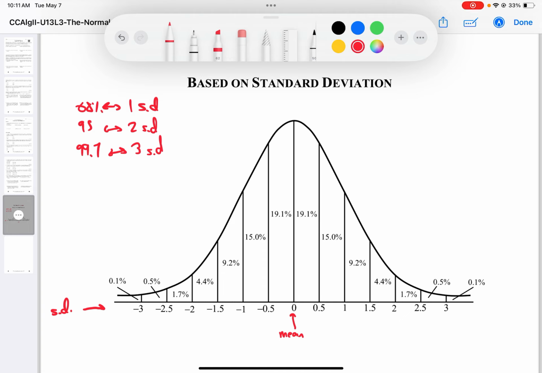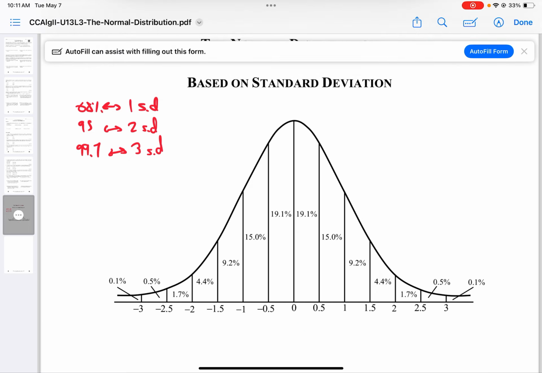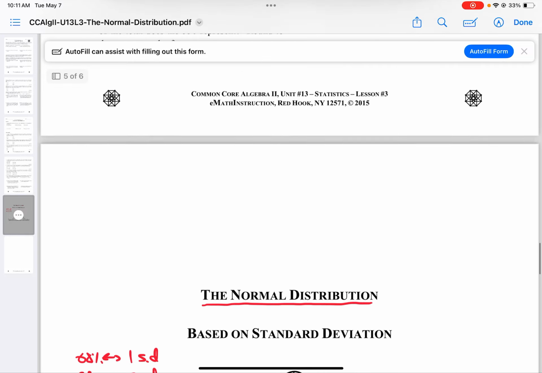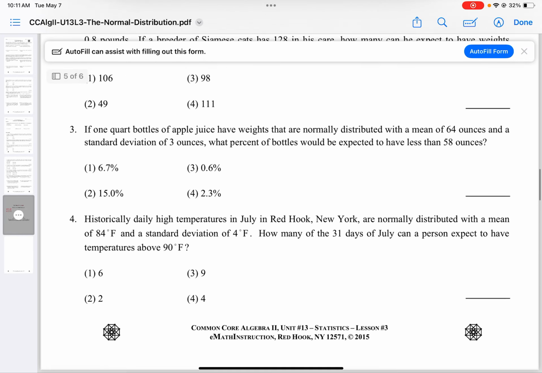If we know that a data set is normally distributed, we can use that along with this chart to help us glean information from it. So I'm going to erase this and this because we're going to be using this chart frequently as we tackle a couple of these problems. So let's start with this one.